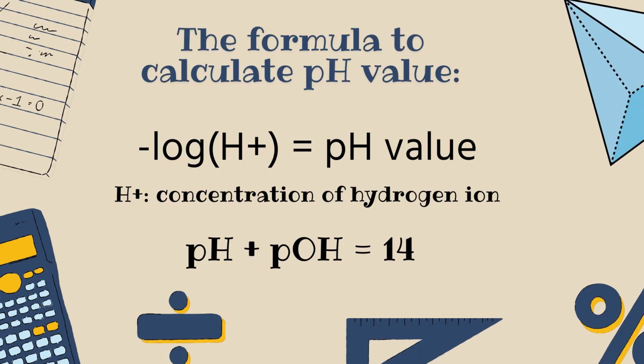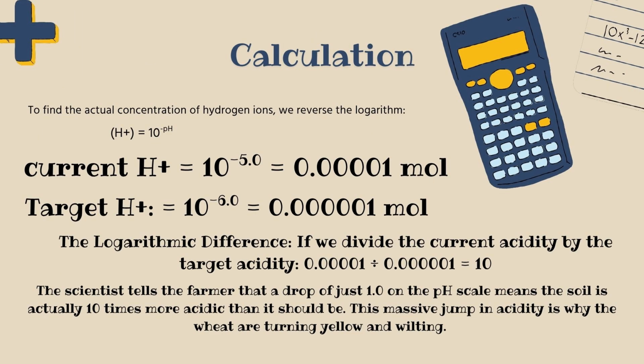The formula to calculate pH value is minus log H plus. H plus is the concentration of hydrogen ions. pH plus pOH equals 14. To find the concentration of hydrogen ions, we reverse the logarithm and we get H plus equals 10 to the power of negative pH value, so the current H plus equals 10 to the power of negative 5 mole, while the target H plus will be 10 to the power of negative 6 mole. So if we divide them, we get 10, and what that means is the soil is 10 times more acidic than what it should be.